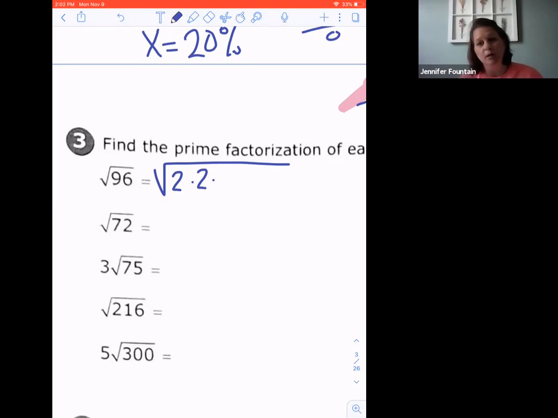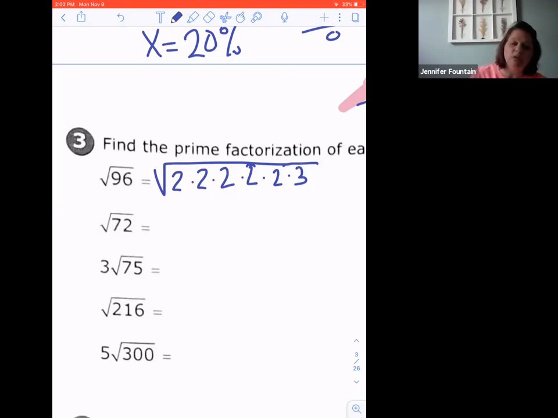Now I'm breaking down 24. Smallest prime factor is 2, and that's 2 times 12. Smallest prime factor of 12 is 2, and that's 2 times 6. Smallest prime factor of 6 is 2, and that's 2 times 3. So now I have all prime factors listed out for the square root of 96. I could check it by multiplying and saying 3 times 2 is 6, 6 times 2 is 12.